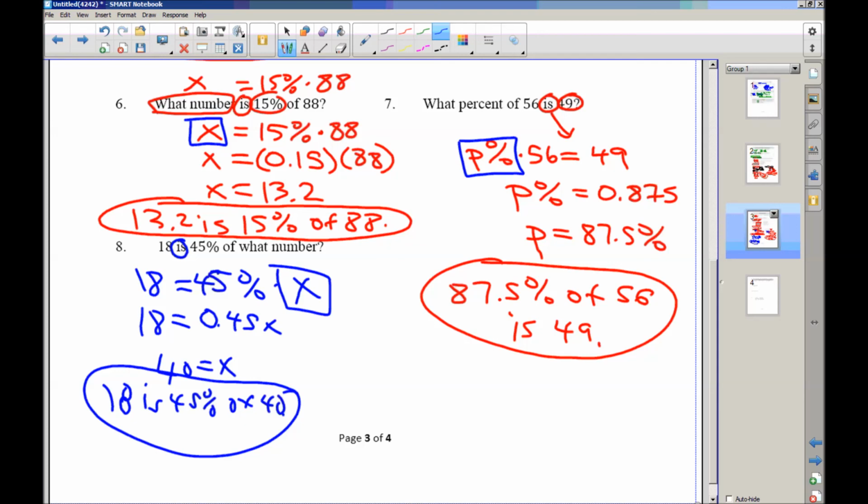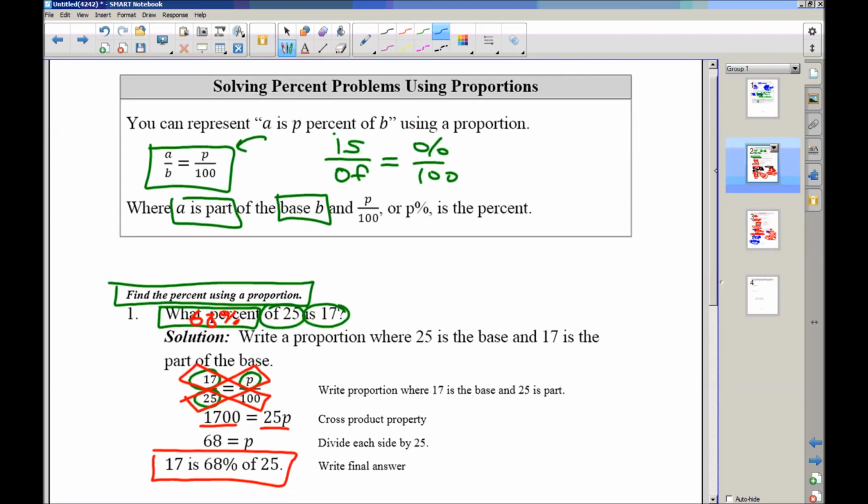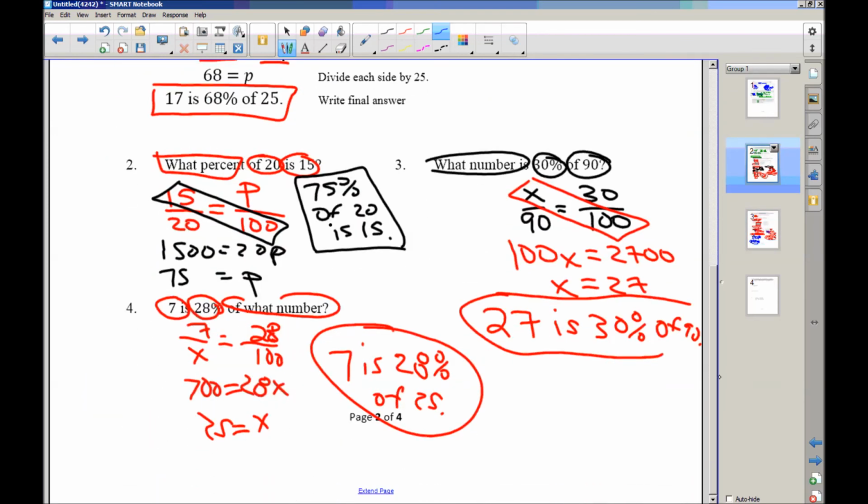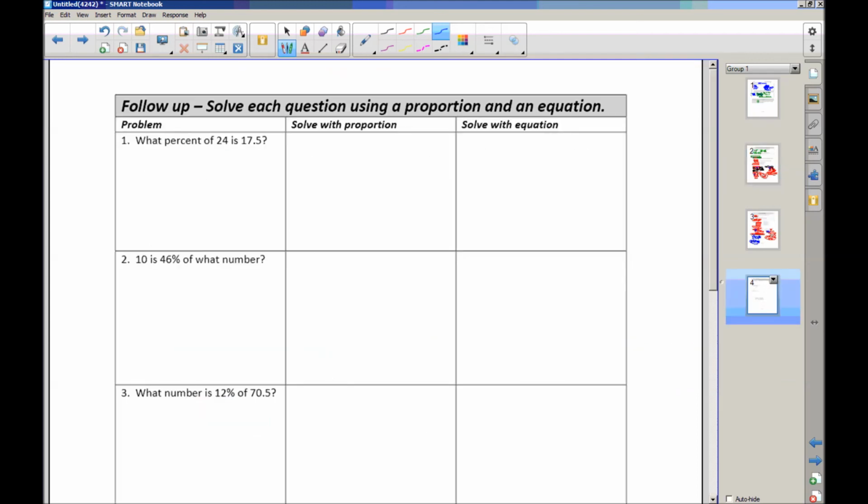And the same on the last page. Down here on the proportion way, we did one where the percent was missing, we did one where the part was missing, and we did one where the whole is missing. Okay? The base. Alright, your last part is a follow-up here. You're going to solve these three. It should give you a chance to practice all three times using ones with a proportion and ones with an equation. And then you can write your sentence answers right in here or what the final answer is.